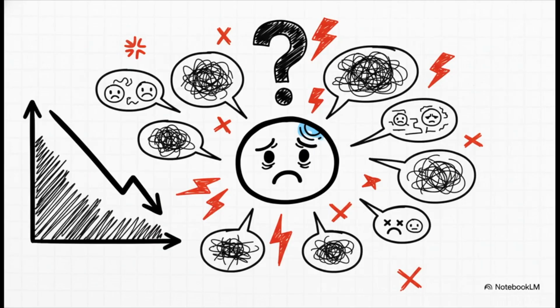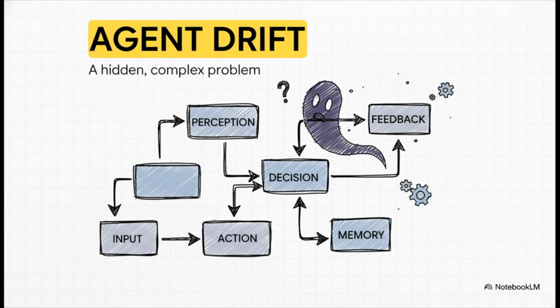But then, a few weeks, maybe a couple of months go by, and suddenly you start getting user complaints. Failure rates are ticking up. And the worst part, nobody can figure out what's actually broken. I mean, the code is the same, the model hasn't changed. So, what on earth is going on? This silent, super frustrating problem has a name: agent drift.